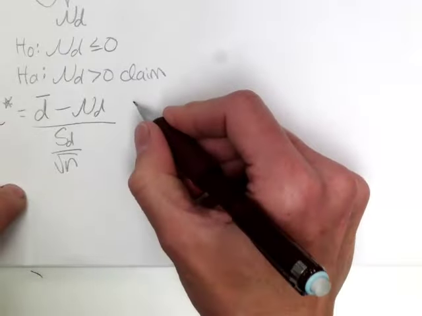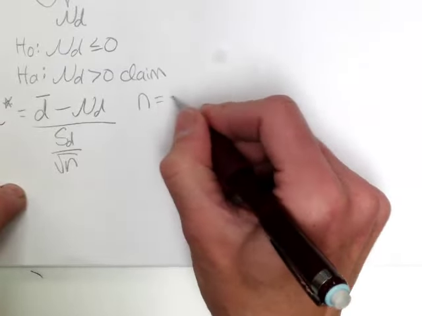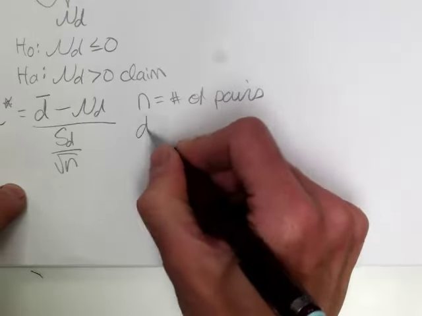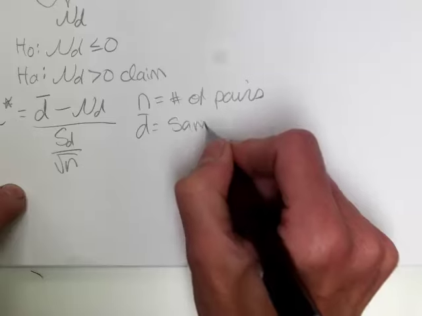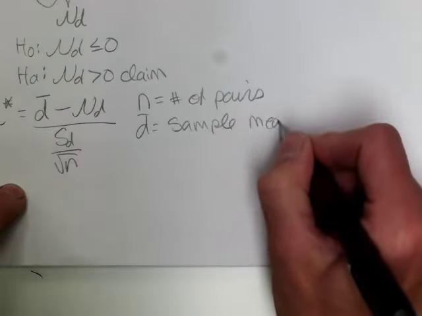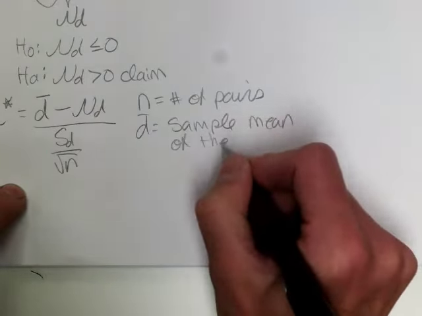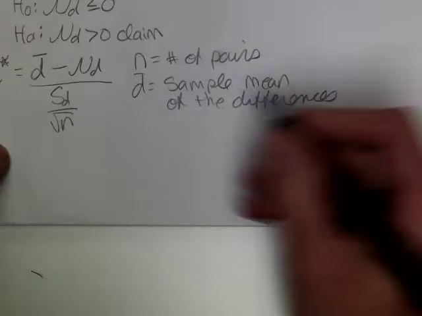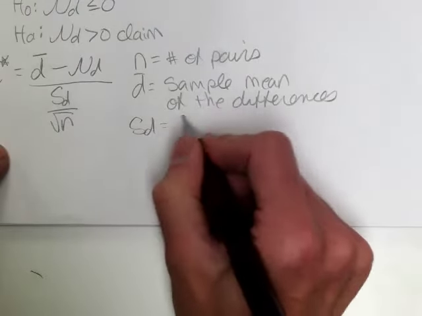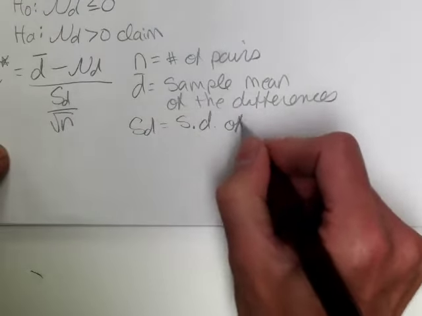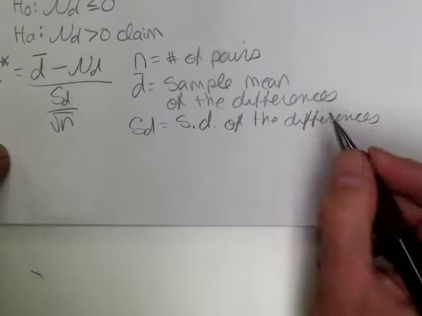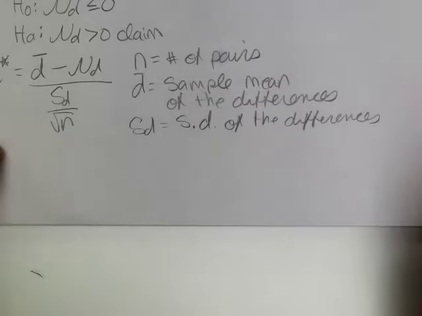Okay, so in this section, n is equal to the number of pairs. D bar is the sample mean of the differences. And S sub d is the standard deviation of the differences. So we're going to need to get D bar and S sub d from the information.